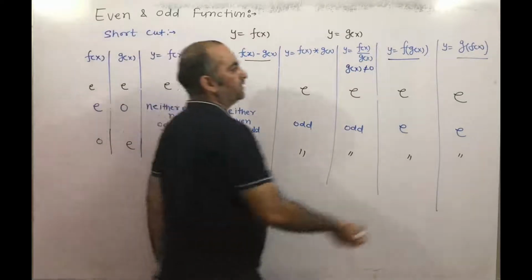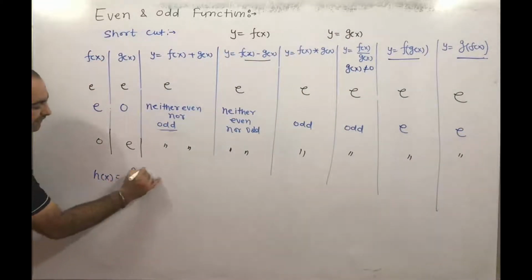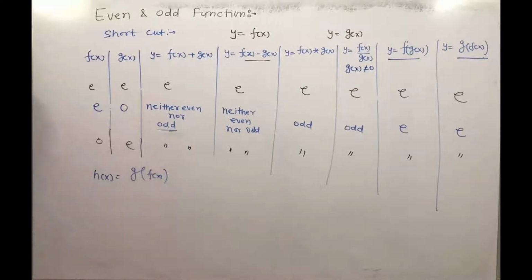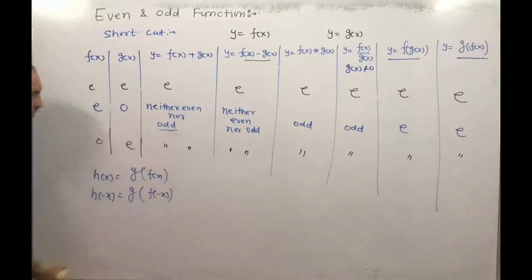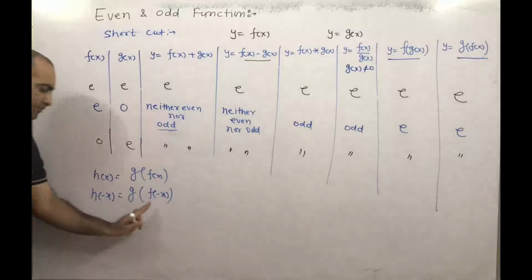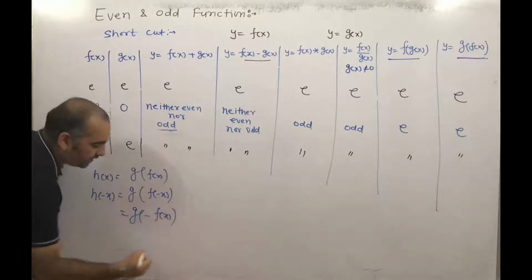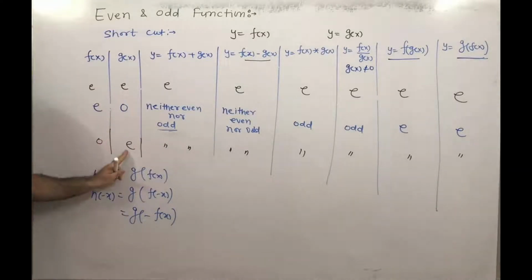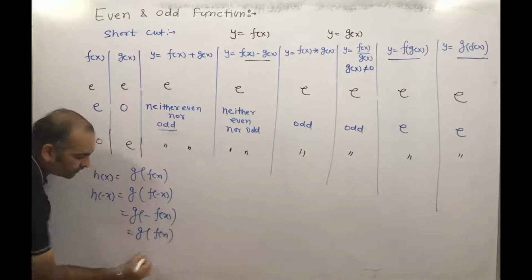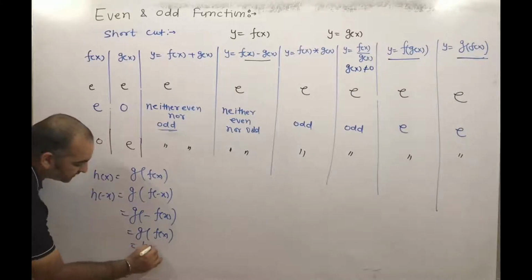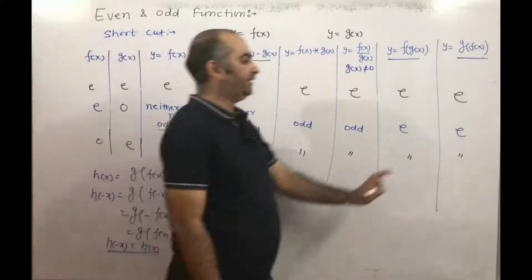Suppose you are checking this one, g(f(x)). Here we take h(x) = g(f(x)). Now h(-x) will come out as g(f(-x)). You can see f(x) is an odd function, so f(-x) we can write as -f(x). So this will be g(-f(x)). Now g(x) is an even function, so g(-f(x)) we can write as g(f(x)). So this is h(x). So we can say h(-x) = h(x), and this is an even function.